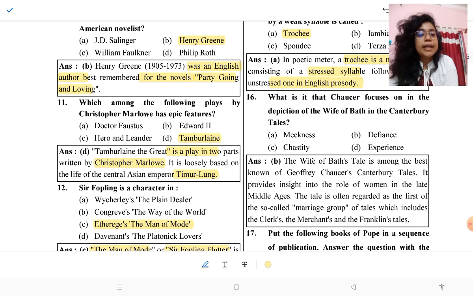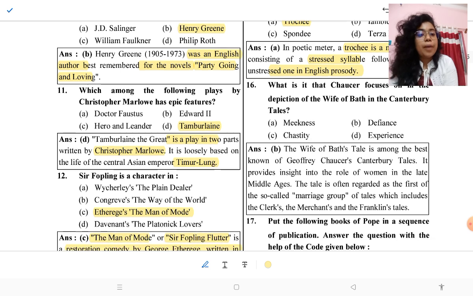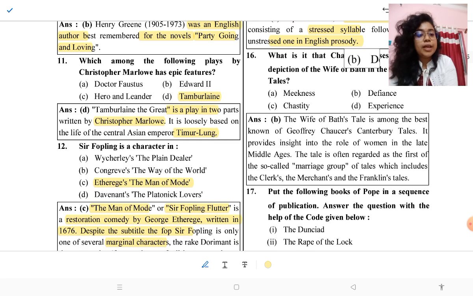Then what is it that Chaucer focuses on in the depiction of the Wife of Bath in the Canterbury Tales? The answer will be defiance. The Wife of Bath's Tale is among the best known of Geoffrey Chaucer's tales, and I also watched it on YouTube, and there are many erotic and vulgar scenes. So you can watch it so that you can remember the whole character, because most of the time they ask for a little description of their features, like what she looks like, which kind of dress she or he wears. So you can watch it on YouTube.